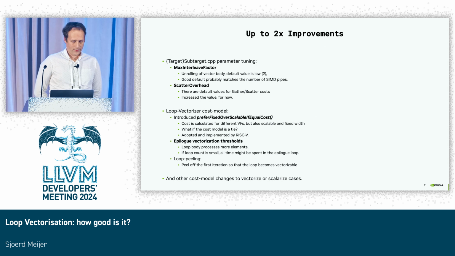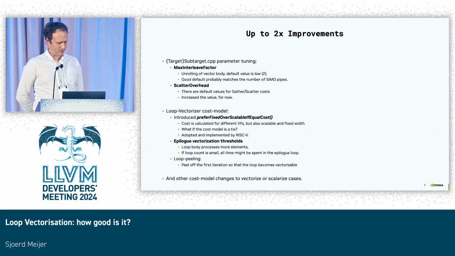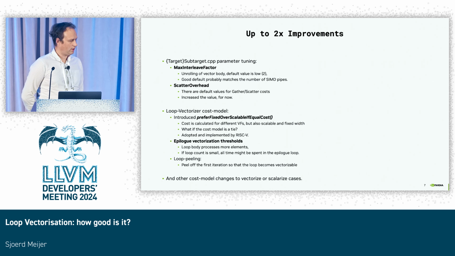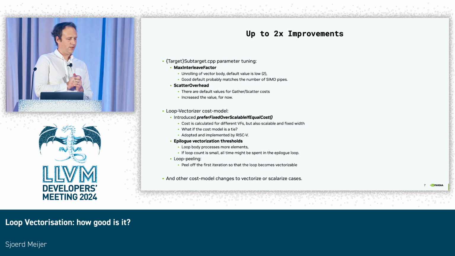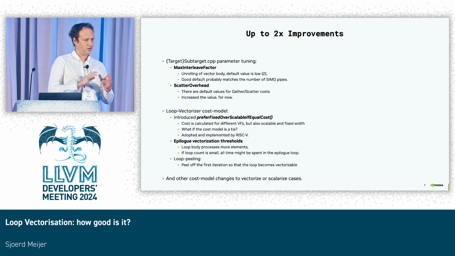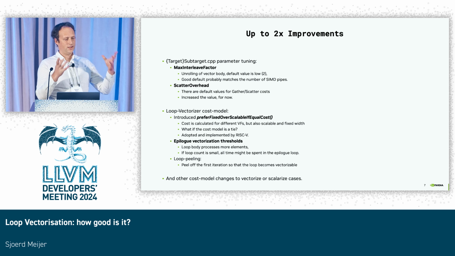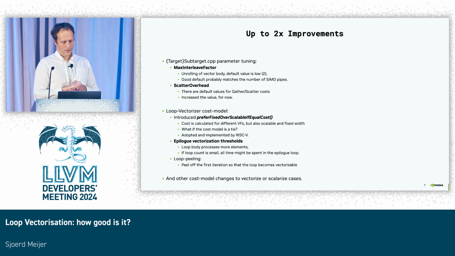Some changes to the loop vectorizer. To be a bit more specific, the cost model. The way the cost model works is that it evaluates different alternatives for different vectorization factors. It assigns a cost and then it picks the lowest one.